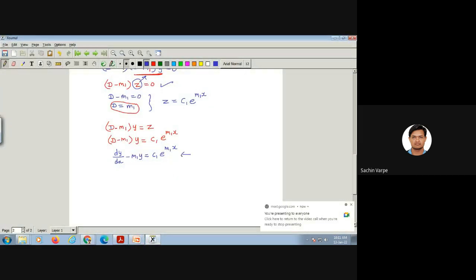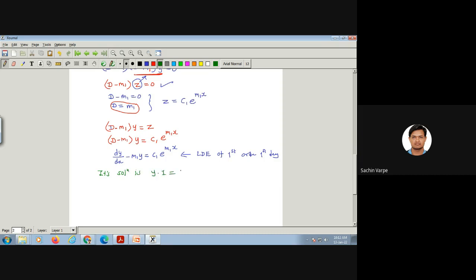And this is the standard form of linear differential equation. This is LDE of first order first degree, yes or no? We know the solution of a linear differential equation of first order first degree. It is of the form: y into integrating factor is equal to integration of q into integrating factor plus constant of integration, isn't it?